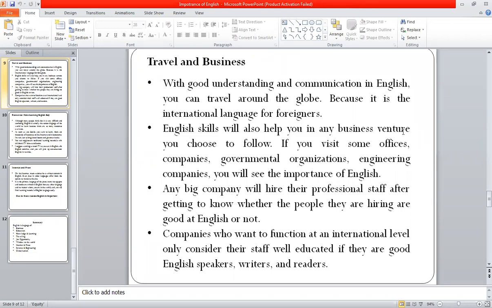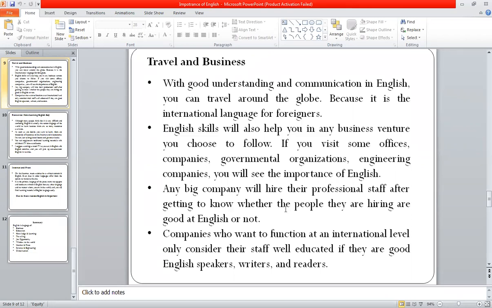Then the next one is, any big company will hire their professional staff after getting to know whether the people they are hiring are good at English or not. Any big company, for example a multinational company like TCS or Wipro, will only hire their professional staff after finding out whether they are good at English or not. So they check you.